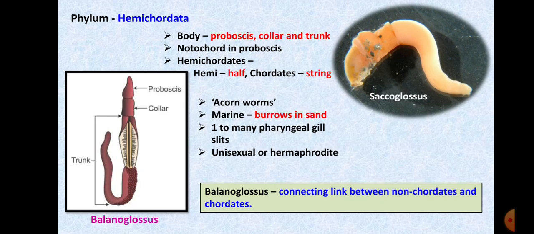One to many pharyngeal gill sets are present. Okay, these can be unisexual or hermaphrodites as well. Okay, depending. So, balanoglossus, saccoglossus, these are few examples of hemichordata, right? So, here we complete with the 10 phylums of non-chordata.